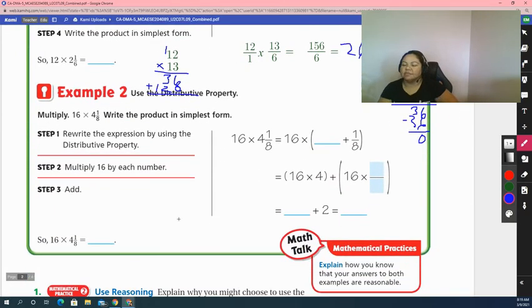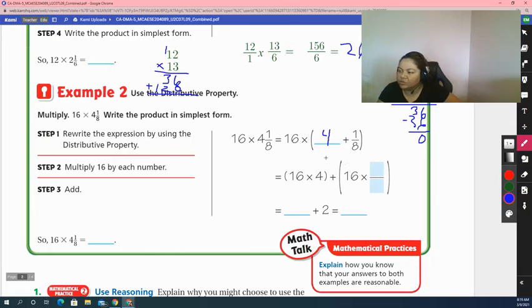Okay, let's look at the next example. And this next example is using the distributive property. So we rewrite the expression by using the distributive property. The distributive property basically takes apart one of the factors. In this case, it's going to break apart 4 and 1/8 so that I can separate the whole number. So here they're separating 16 times, and they're going to split the 4 and the 1/8. Okay, so we write 4 plus 1/8 in parentheses.